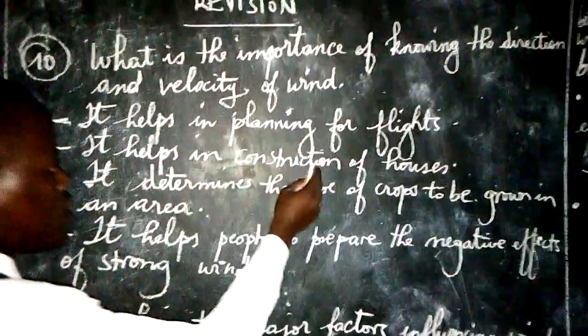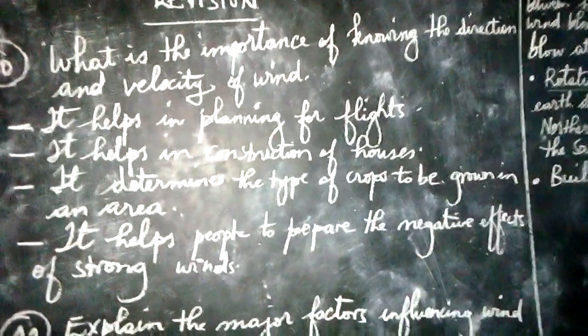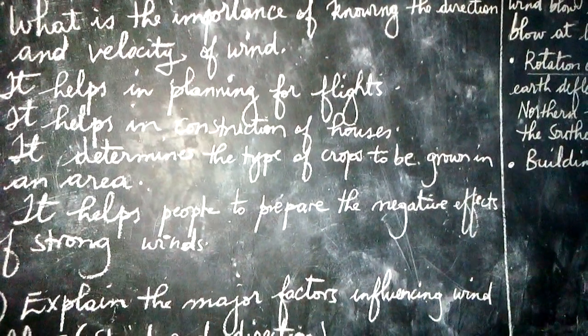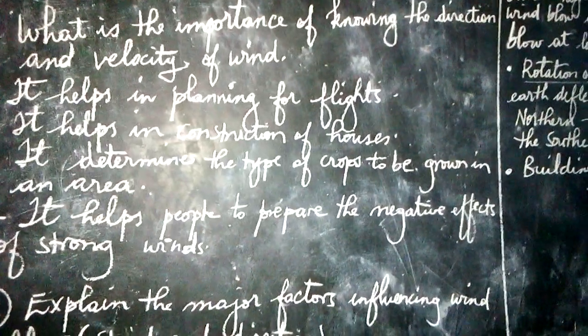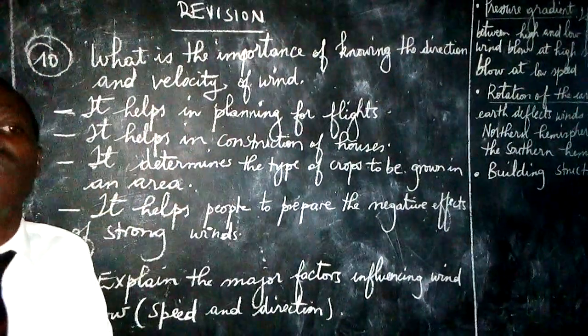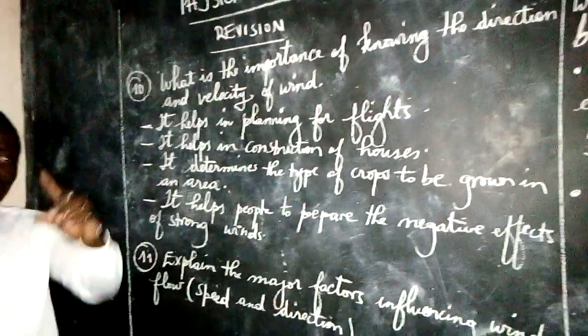It helps in the construction of houses. When people want to build their houses, they depend much on the direction and the velocity. They depend on where the wind is coming from, the direction of a wind. Because remember, most of the time houses are destroyed by winds. That's why it is very important to know the direction of a wind so that you can build your house in a proper way.